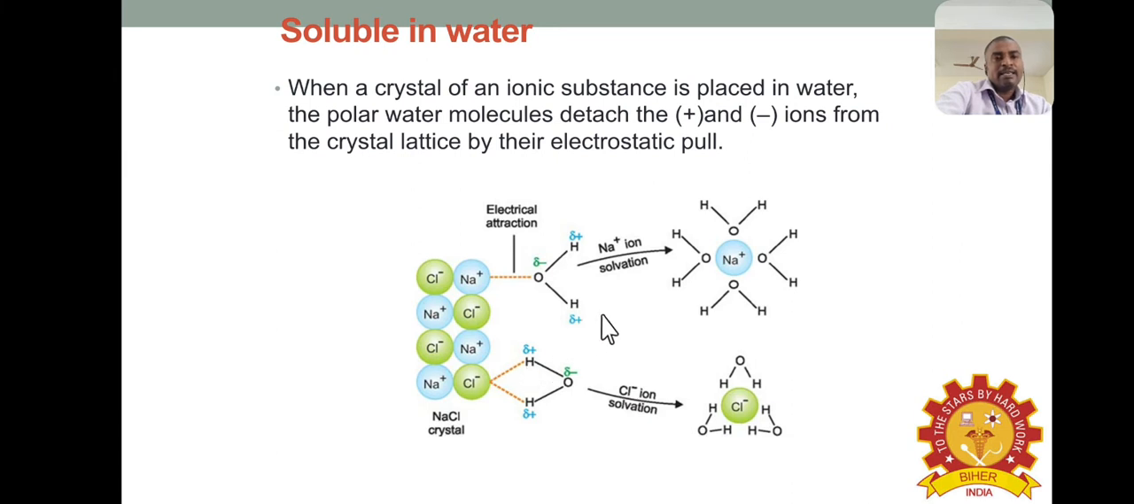The net result is that a sodium ion is surrounded by n number of oxygens present in water. Sodium ions are surrounded by water molecules in this manner. The lone pairs of electrons make electrical attraction on sodium. So n number of oxygens surround a sodium plus ion, Na plus. Similarly, Cl minus ions are surrounded by n number of hydrogens present in water.